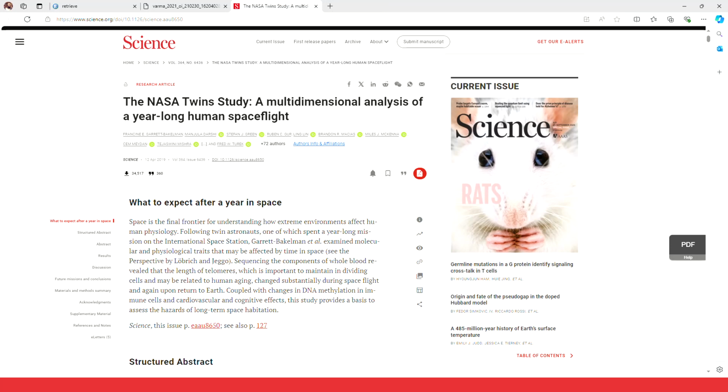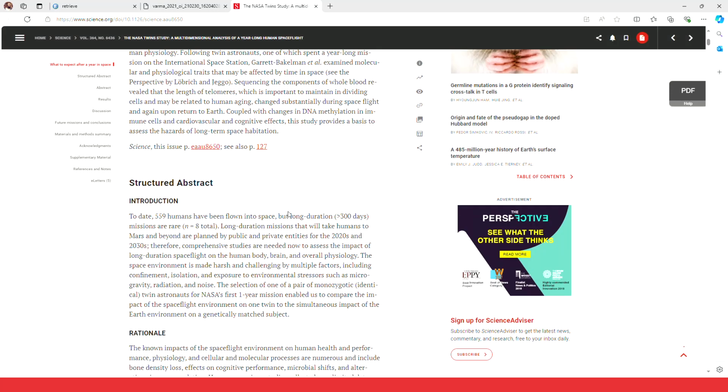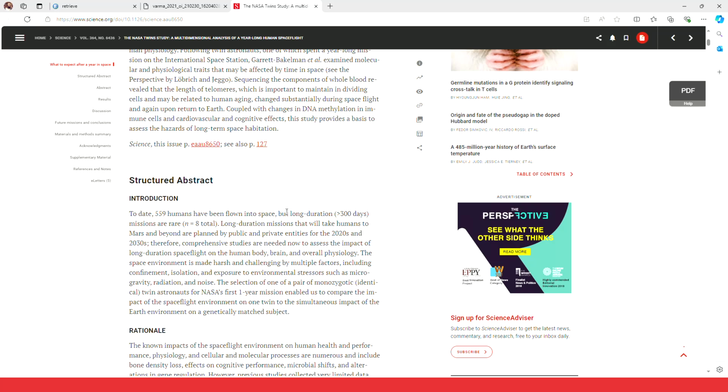Our third and final example is the NASA twin study. Let's pretend we were writing a paper about how human bodies are altered by space travel. The purpose of the article here is to inform, which is good for our needs. It is relevant to the paper's topic as it studies the effect of space on one human body using a twin counterpart on Earth as a control subject.